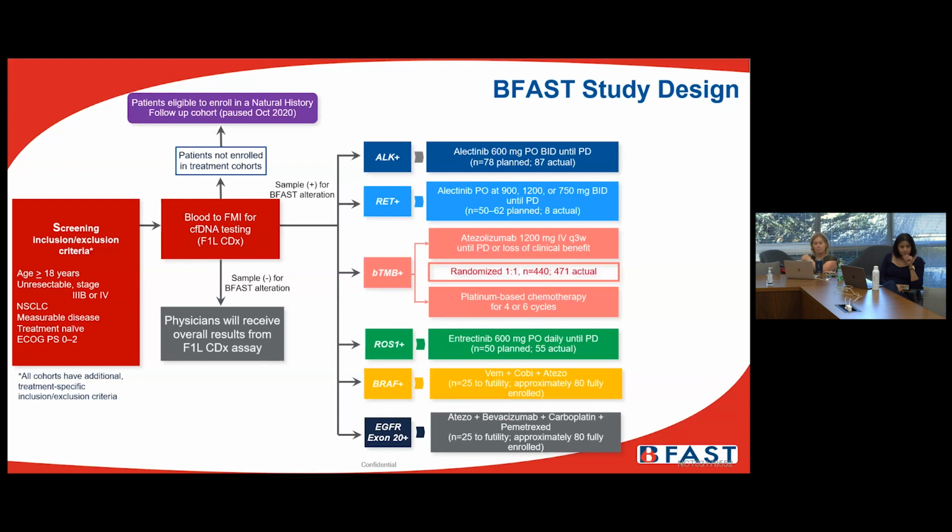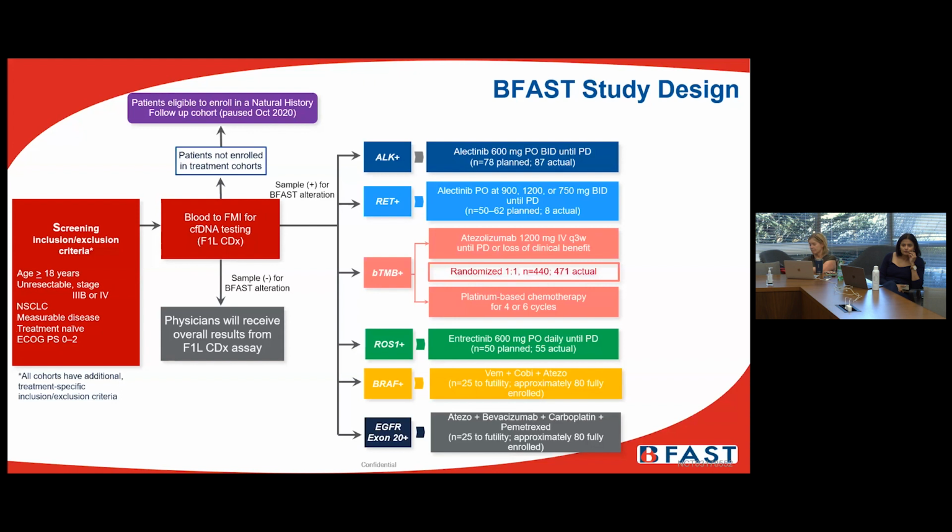In the context of the BFAST trial, if patients are not enrolled into a cohort, we also track a natural history cohort to see how these patients follow up, which is proving to be quite a very large amount of data on over 1,000 patients. So we're following their NSCLC journey.